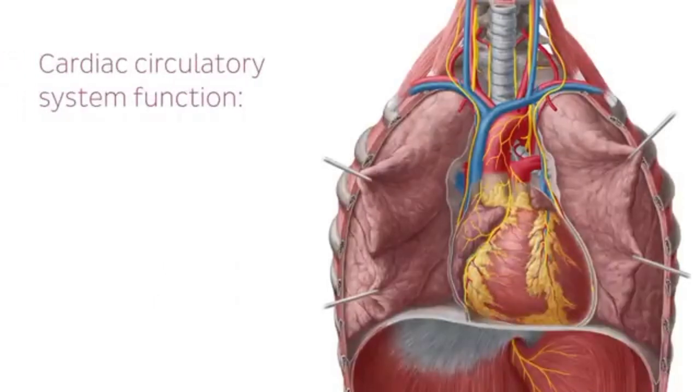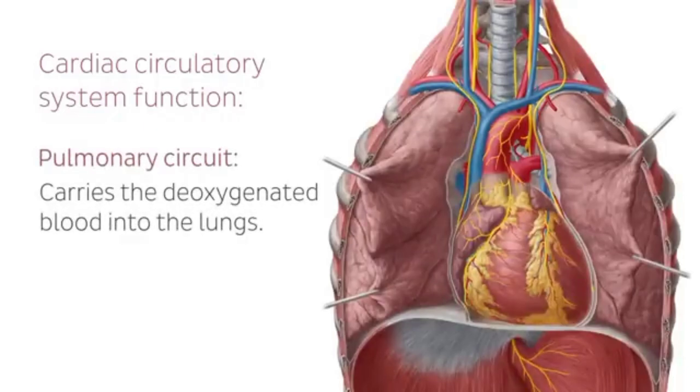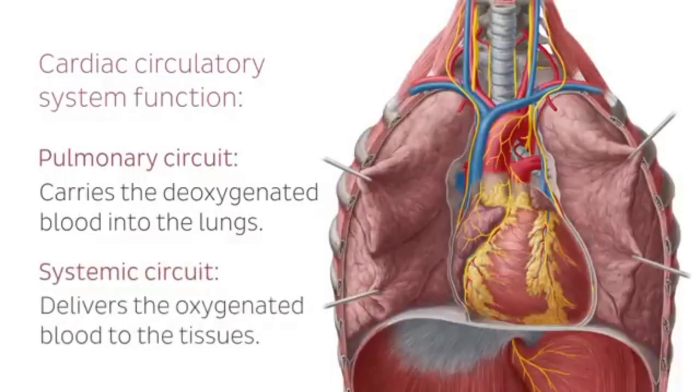The circulatory system functions by providing the tissues of the body with oxygen and nutrients, which are transported in the blood. The pulmonary circuit carries the deoxygenated blood into the lungs, where exchange of oxygen and the carbon dioxide that the body has produced occurs before the blood returns back to the heart. The heart then pumps the newly oxygenated blood around the systemic circuit of the body and delivers the oxygenated blood to the tissues before collecting the deoxygenated blood and sending it back.